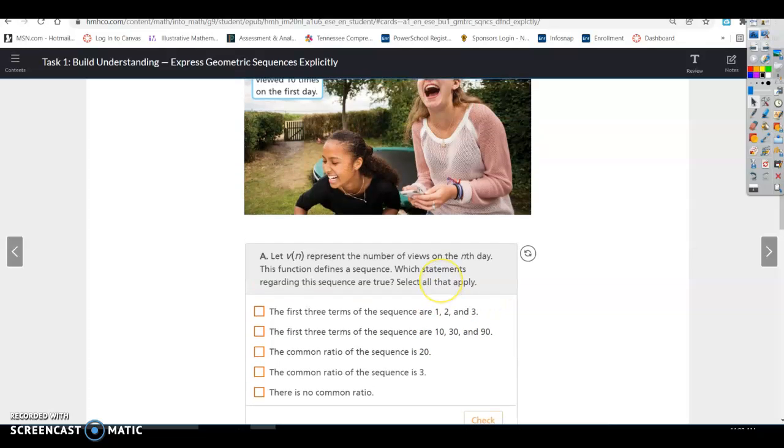If there's 10 views on the first day, and then 3 times that many the next day would be 30, and 3 times that many the next day would be 90. So this is one true statement. And it says the common ratio is 20. Is it 10 times 20 gives me 30? No. So the common ratio is 3. That is true. 3 times 10 is 30. 3 times 30 is 90. So the common ratio would be 3.